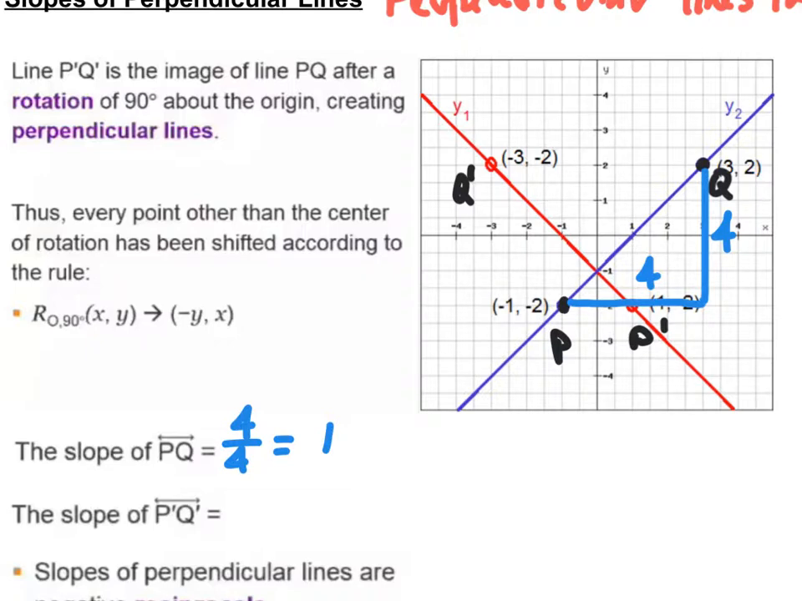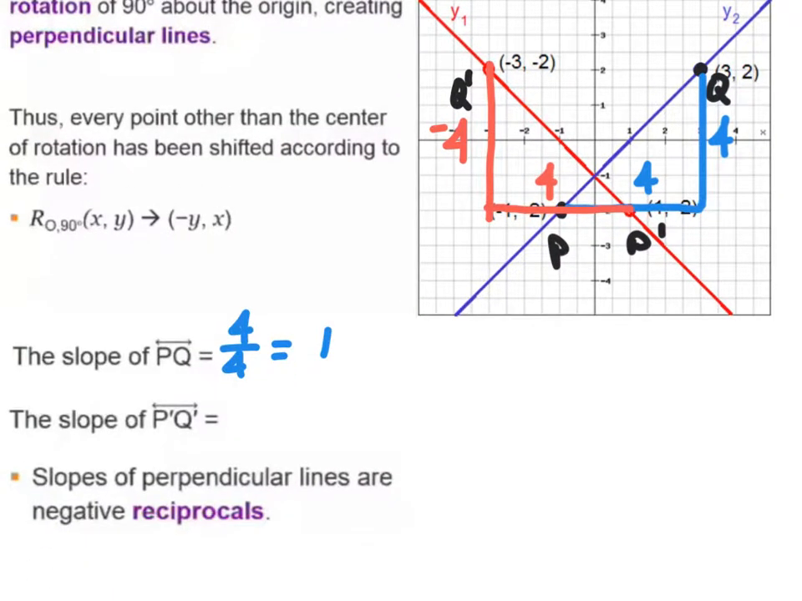And then if I were to do the same for the other one, P prime Q prime, going from 1 to -3, that's a distance of 4, and the distance from 2 to -2 is also a distance of 4. But the problem is that this line is going in this direction, which makes it negative. The other line is positive. So this one was actually -4 over 4, which gives us a slope of -1.